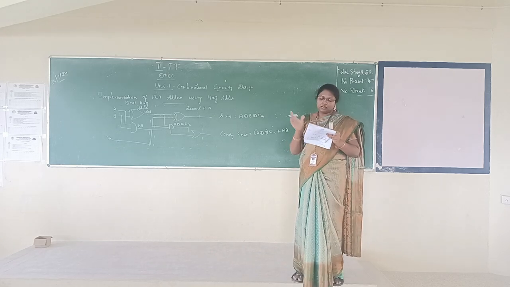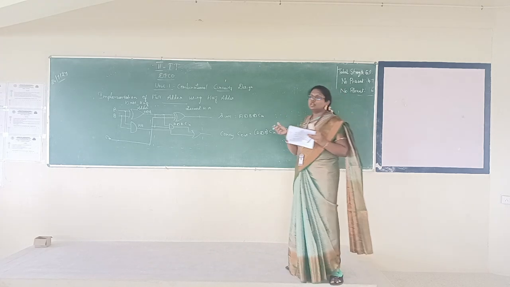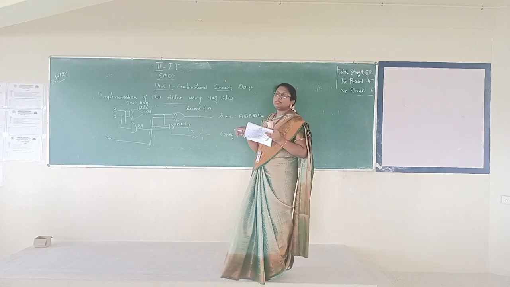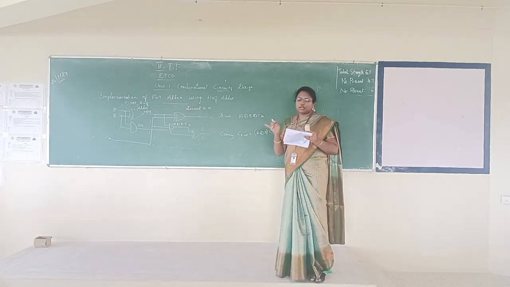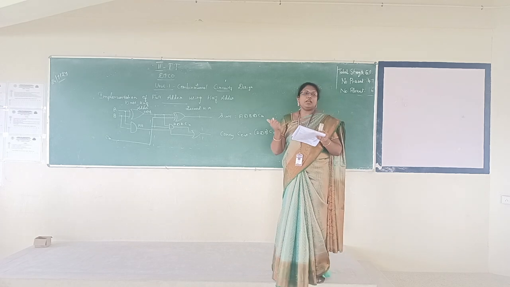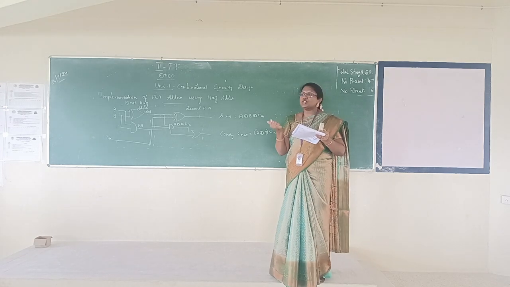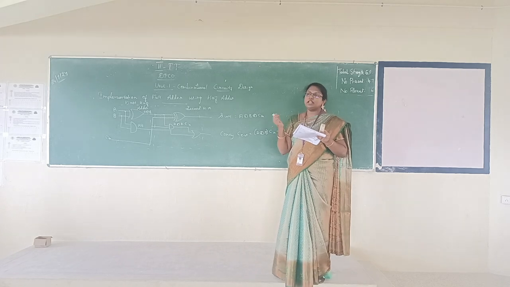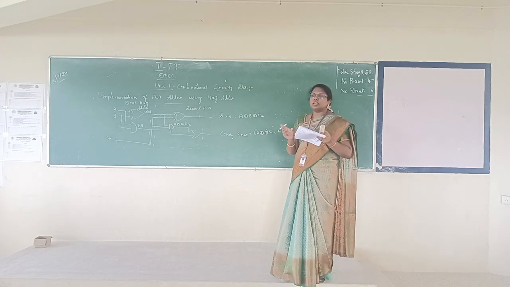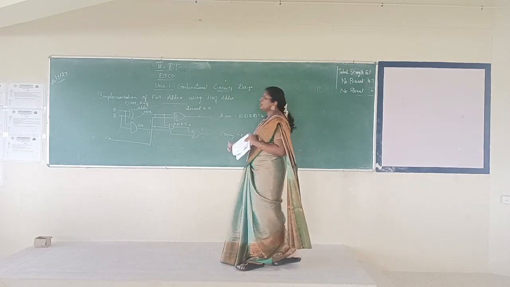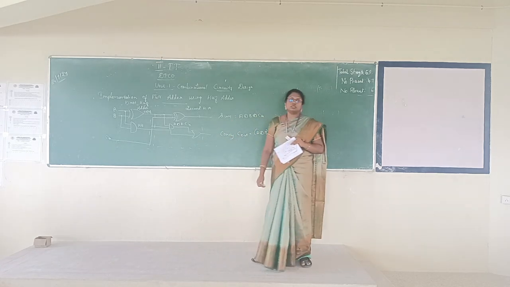We have obtained a big expression, right? So we have reduced it to the simplest form using the XOR. What is it? A bar B plus A B bar is nothing but A XOR B, the whole bar. We applied the formula and got the expression in a very simple form. So the same thing we are going to do for the carry also.